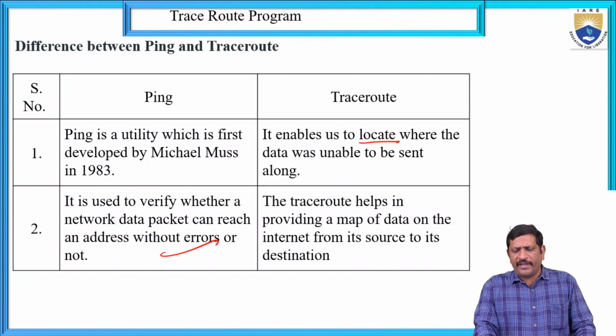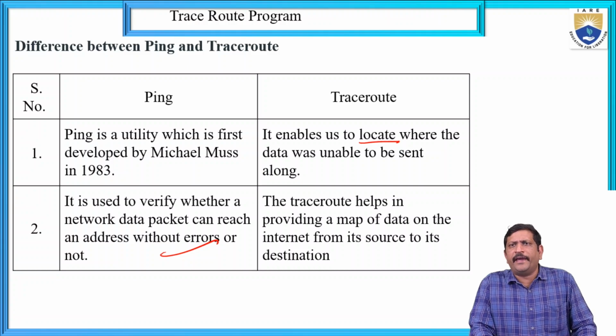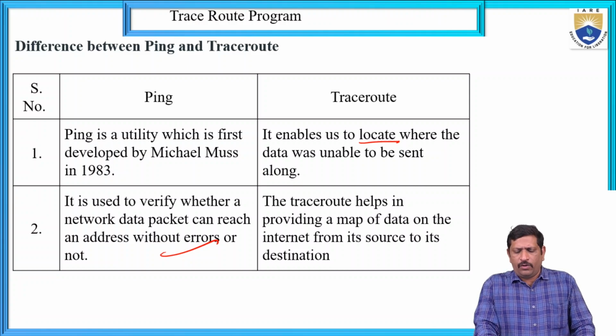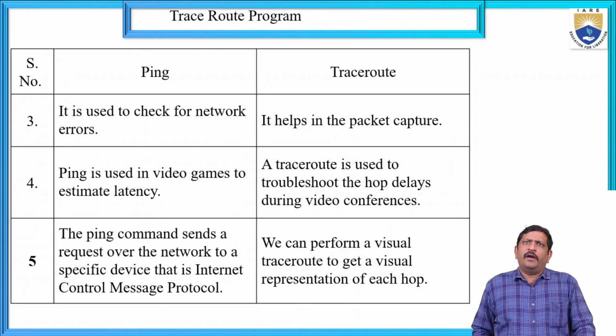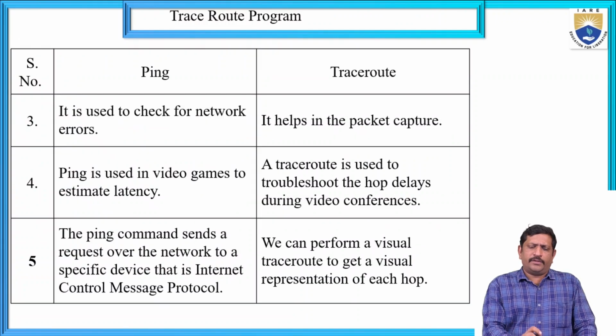And traceroute provides a map of the data on the internet from its source to destination. So once it finds the destination, it maps the data from source to destination. In traceroute, the third difference is that it is used for checking network errors.